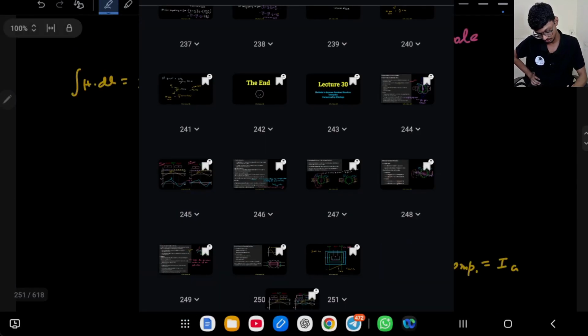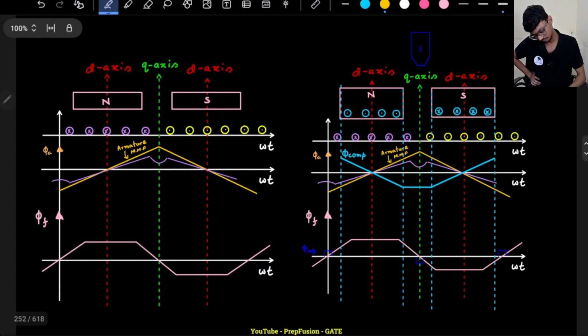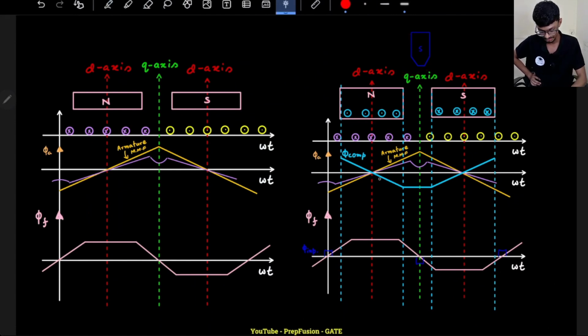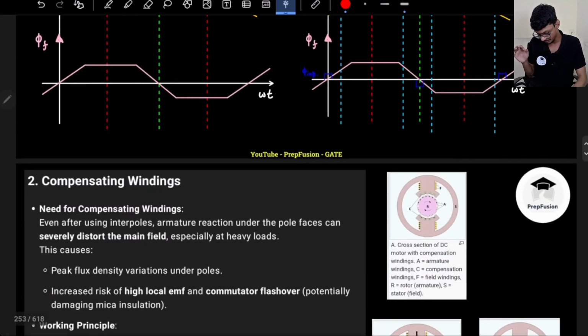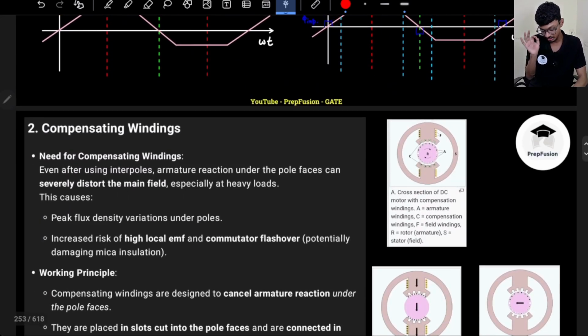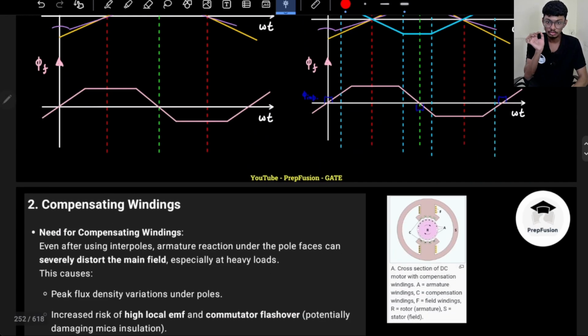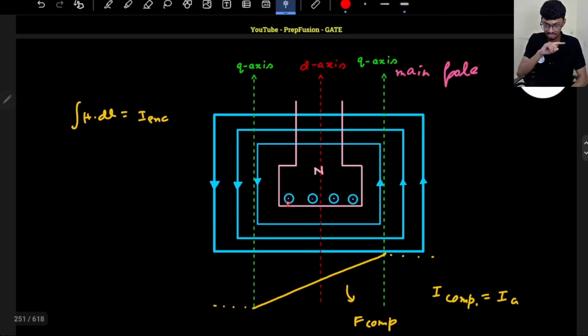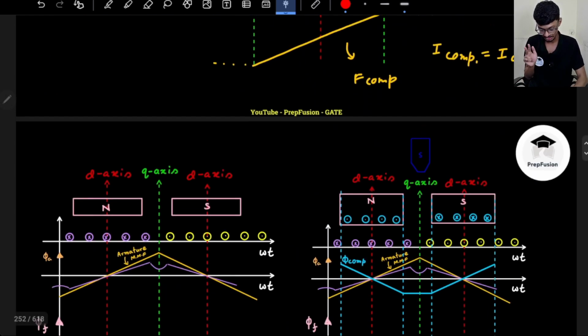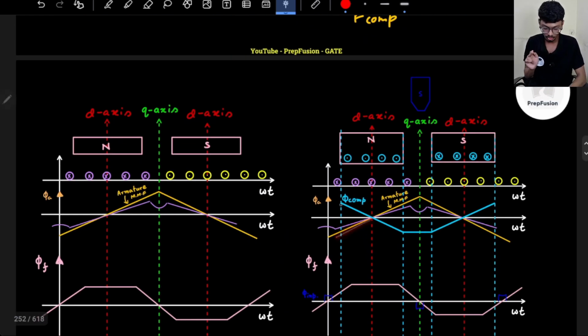We can use both of these together to remove the armature reaction. So if I use interpoles and the compensating winding, the compensating winding will oppose the armature flux. It will just be the opposite of the armature flux. The definition of compensating winding is that we wind it such that it cancels the armature reaction, so if the armature flux is negative, it will be positive.